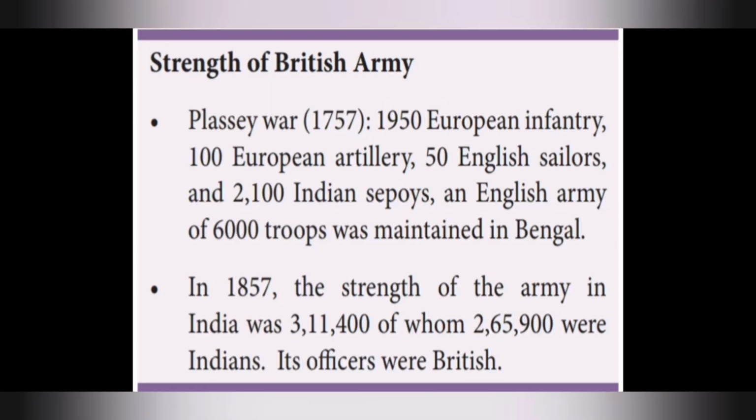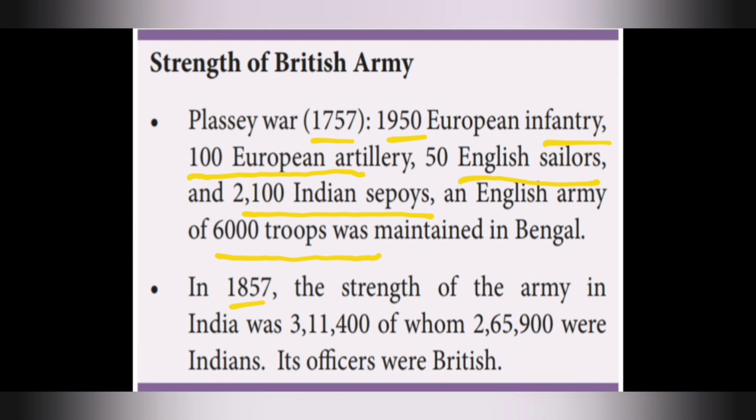Next, strength of British army. What are the strength? In the Plassey War, which happened in the year 1757: 1950 European infantry, 100 European artillery, 50 English sailors and 2100 Indian sepoys. An English army of 6,000 troops was maintained in Bengal. These were the strength they were having.